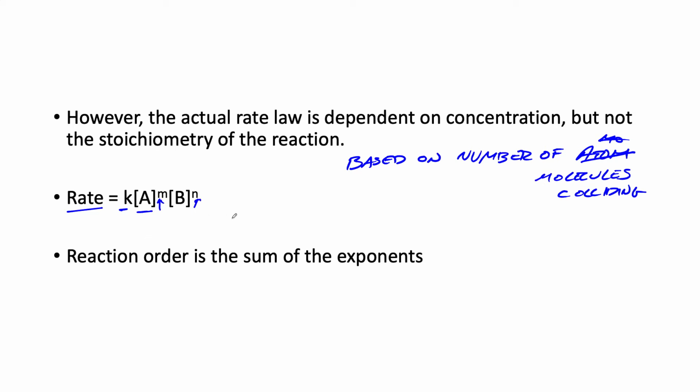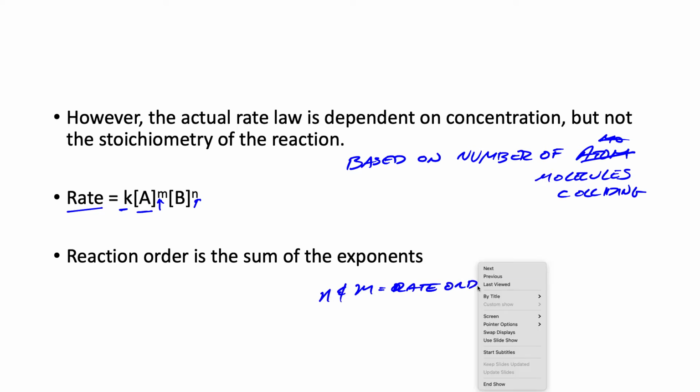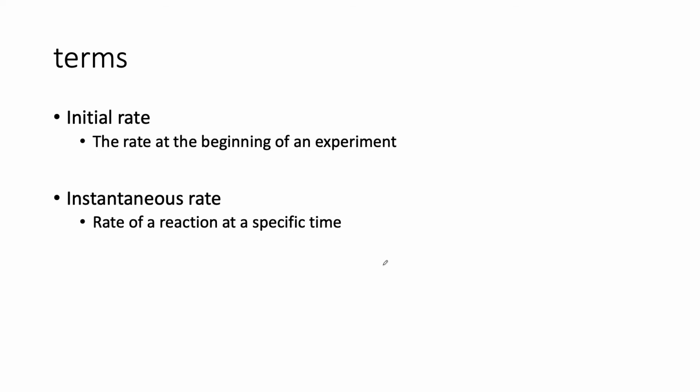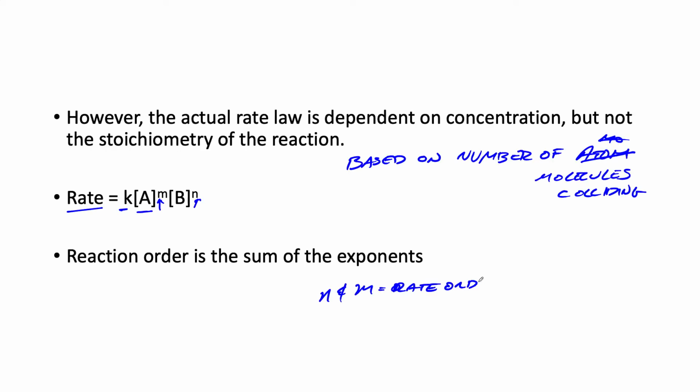This is what n and m mean. They are the order of the reaction, the rate order of the reaction. And the reaction order is just the sum of the exponents. And that's what we're looking at when we look at concentration.